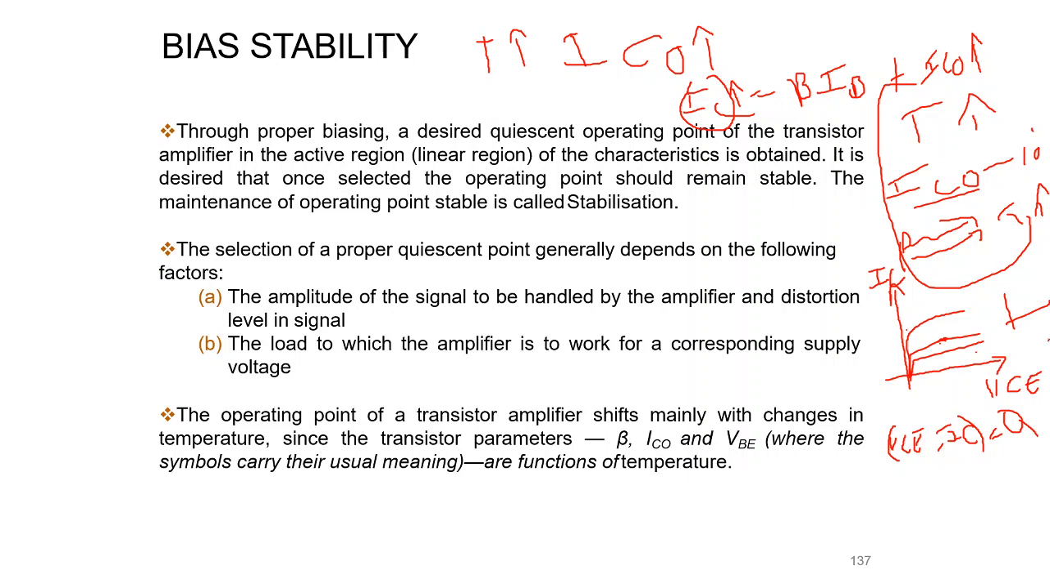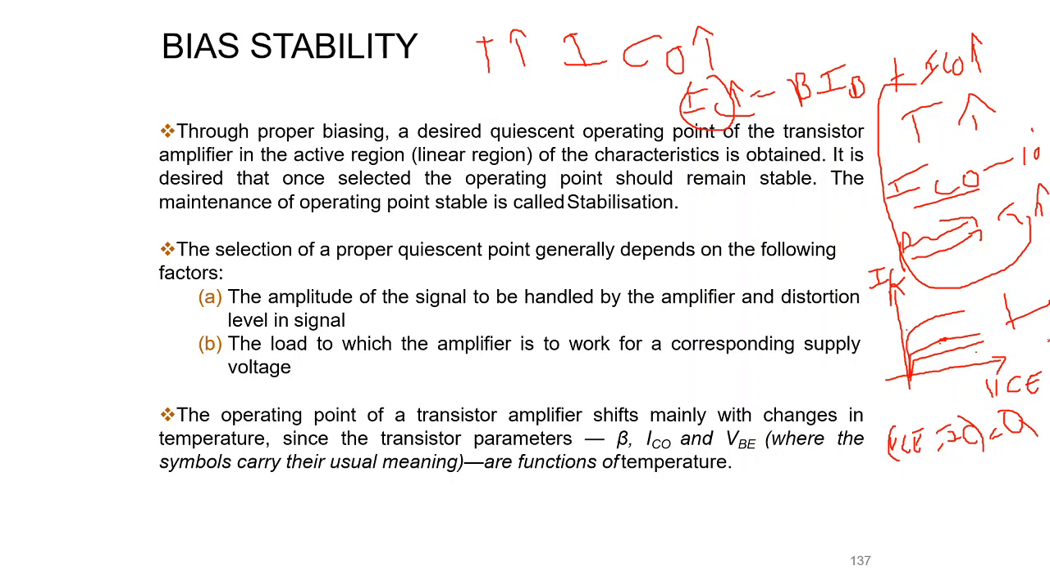So what is the Q point? The coordinates of output voltage and output current are called the Q point. Maintaining that Q point at that particular position, with respect to those coordinates only, is called the stabilization process. For this stabilization process, we have to consider many things, like temperature, voltages of external biasing and resistance levels. We have to consider all these phenomena.